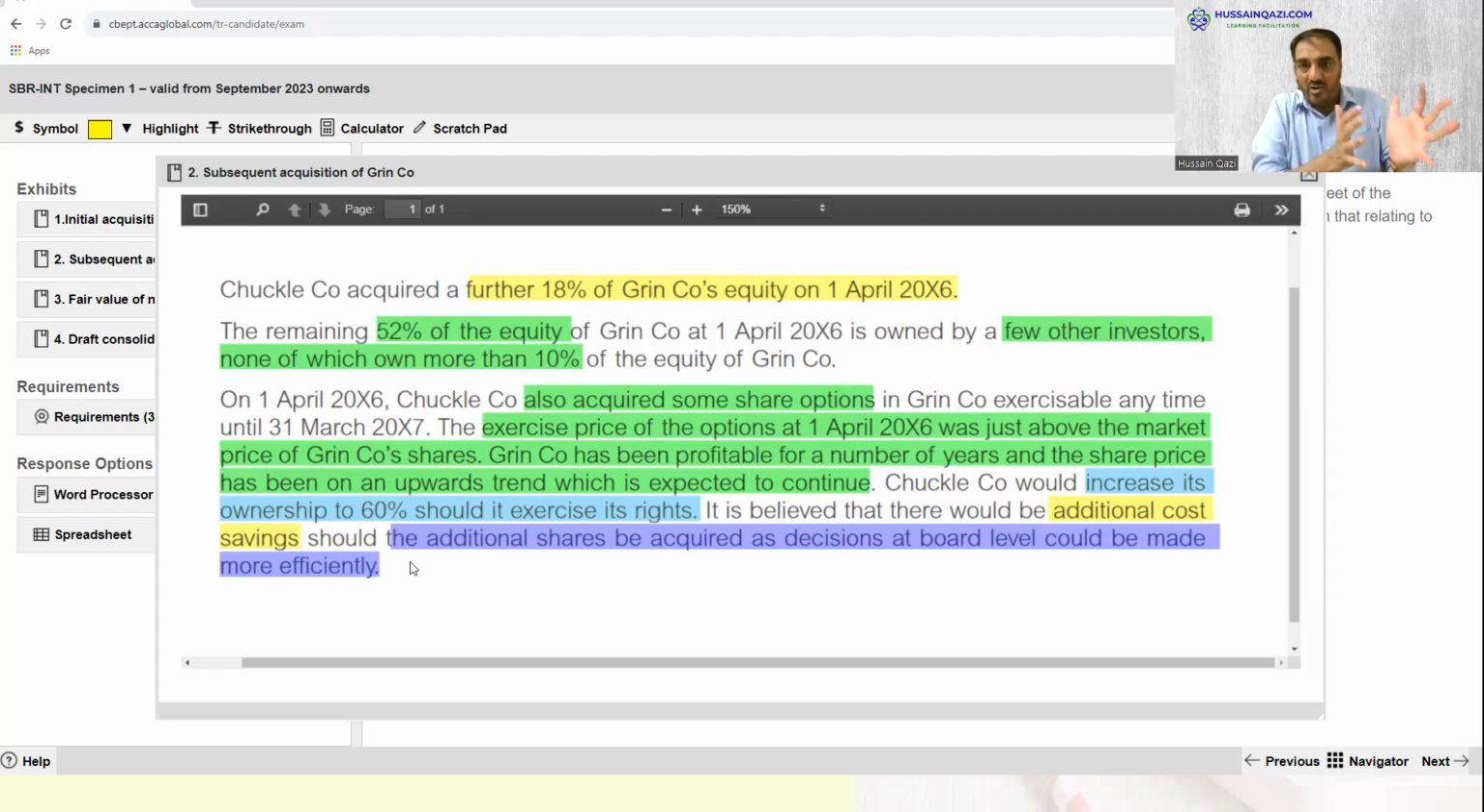So the first point, about the other investors, is not clear. We are not clear about the subsidiary. But the further 2 points, potential share options and additional shares resulting in additional cost saving, are there. Based on these 2 points, we can declare that this particular investment of Chuckle in Grins company must be declared as a subsidiary. So by reading this context, you are very much clear.